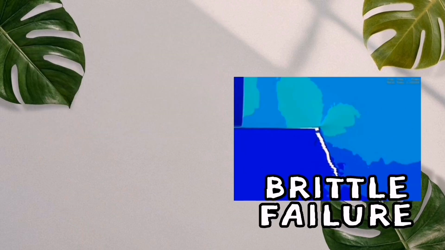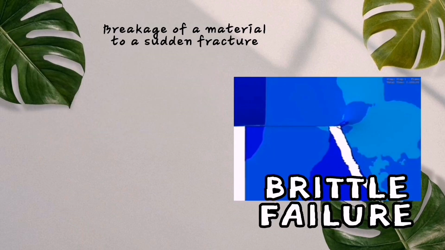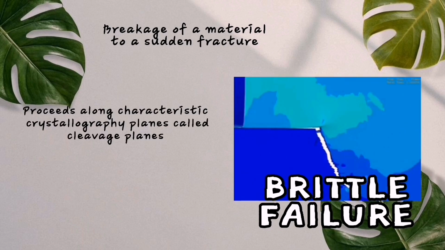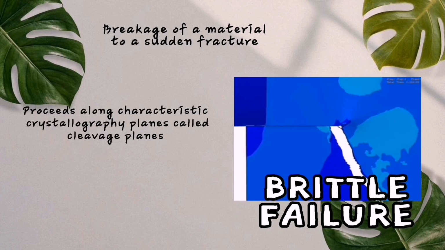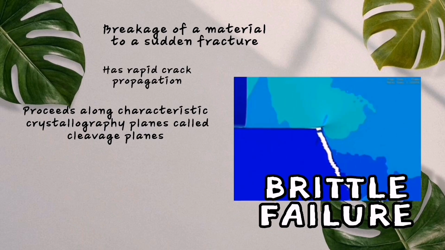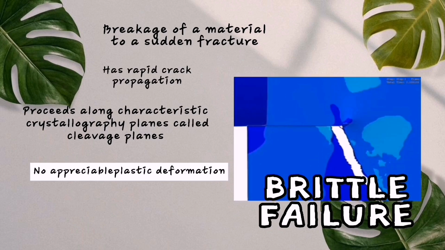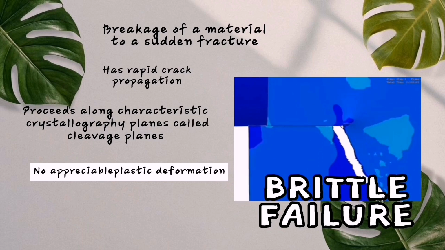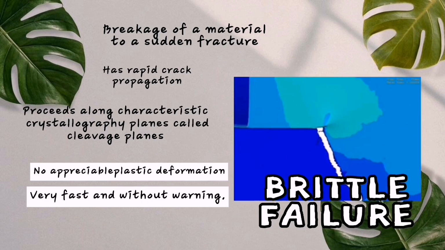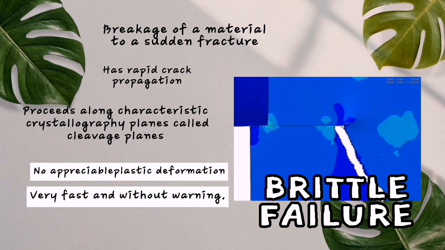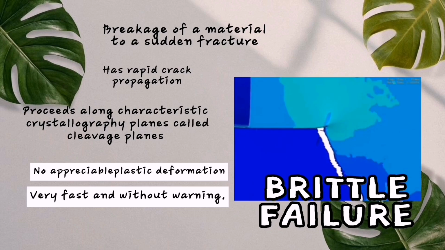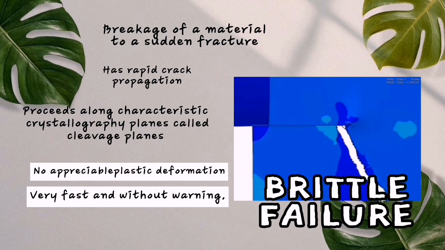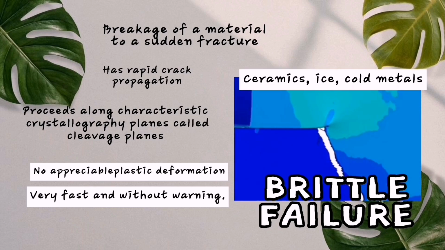Meanwhile, brittle failure refers to breakage of a material due to a sudden fracture. It usually proceeds along characteristic crystallographic planes called cleavage planes and has rapid crack propagation. It has no appreciable plastic deformation, so it will break at the end of the elastic limit. The crack propagation is very fast and breaks without any warning. This failure usually occurs in ceramics, ice or cold metals.